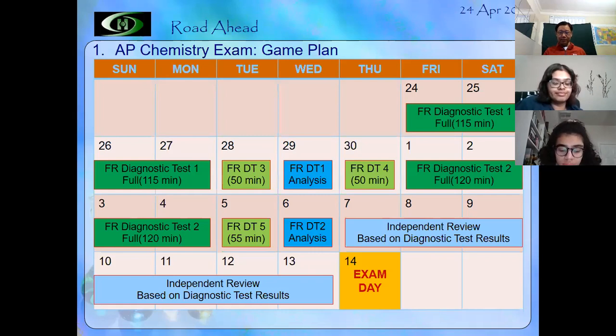The first 2, and this is not going to be in chronological order, the first 2 are actually long free response diagnostic tests, and that's the dark green ones here. And I purposely placed them on a Friday. It starts on a Friday because I wanted it to be a window, Friday to Monday.